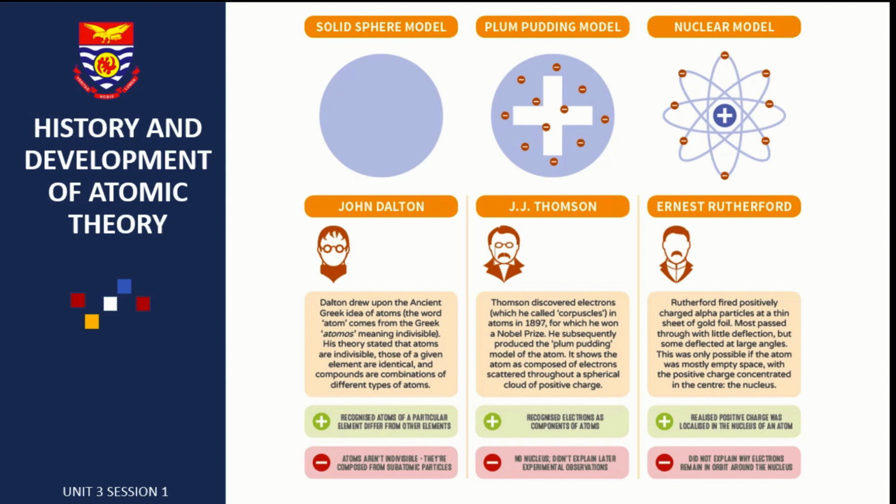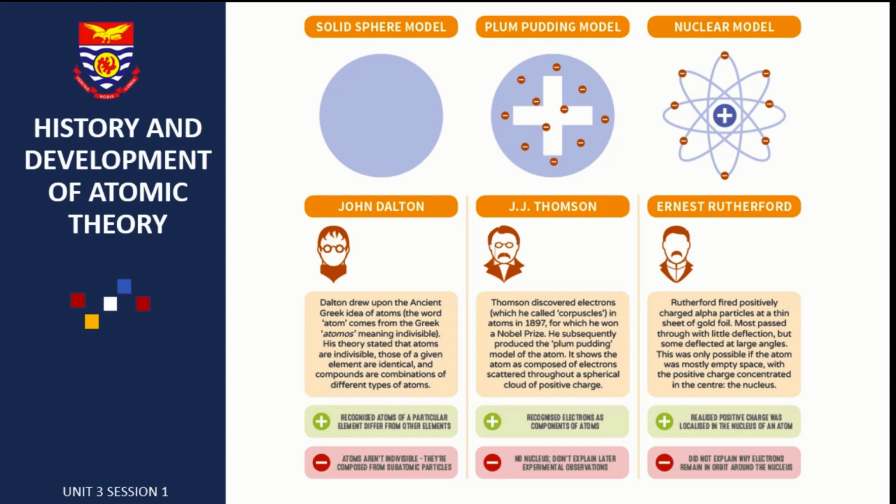and hit you. The only possible explanation was that the positively charge was not spread throughout the atom as J.J. Thomson proposed, but concentrated in a small condensed center, and that brings about what? The nucleus. Most of the rest of the atom was simply empty space.